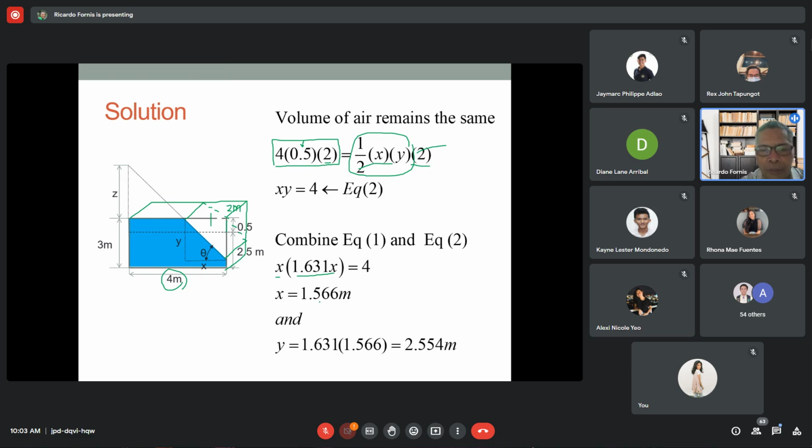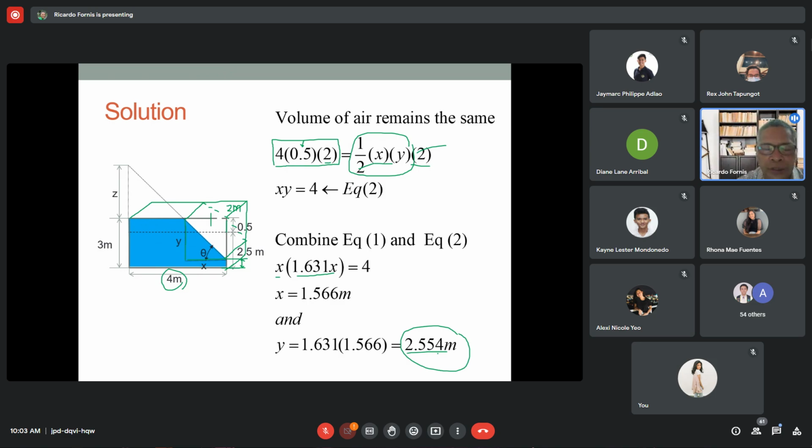Therefore, the value of x is 1.556. And the value of y is 2.554. That's the value of y. Since the total height is 3, and the value of y is only 2.554, there is still a distance from the bottom. And that distance would be 3 minus 2.554. I hope you are following.